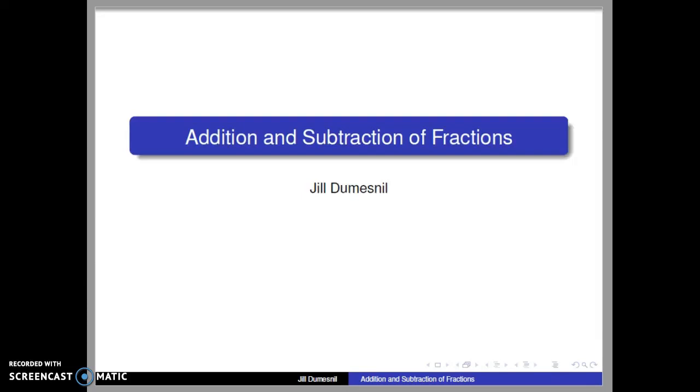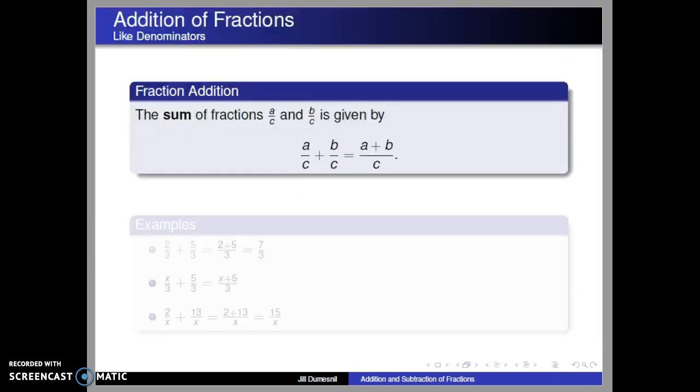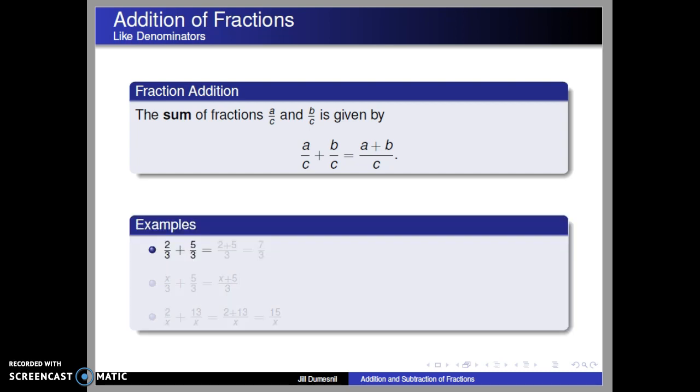Let's consider addition and subtraction of fractions. To add fractions requires having a common denominator. Then we simply add the numerators and keep the common denominator. So the sum of A over C and B over C is the quantity A plus B over the common denominator C. For example, the sum of 2/3 and 5/3 is 2 plus 5 over 3, or 7/3 simplified.